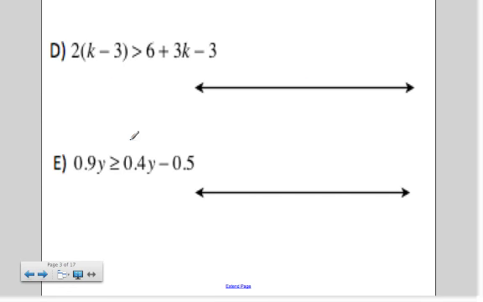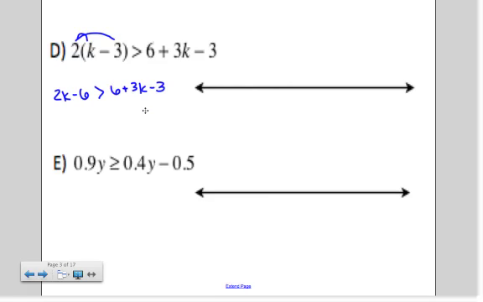Oh, this one's a little tricky. This one has multiplying on one side and stuff that wasn't simplified on the other. So first, let's just deal with one side first. Let's just deal with this left side of this one. I'm going to distribute the 2, because that's what I do when I have a number being multiplied by a binomial. So I have 2k minus 6 is greater than 6 plus 3k minus 3.